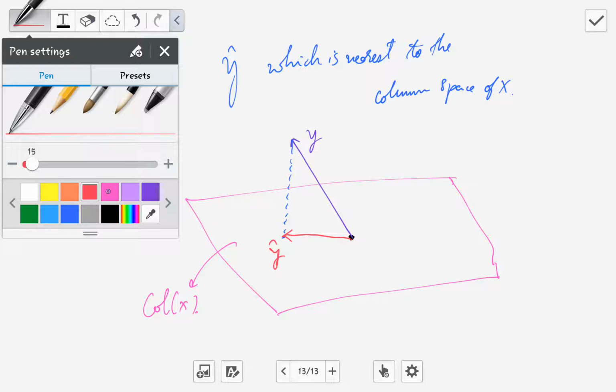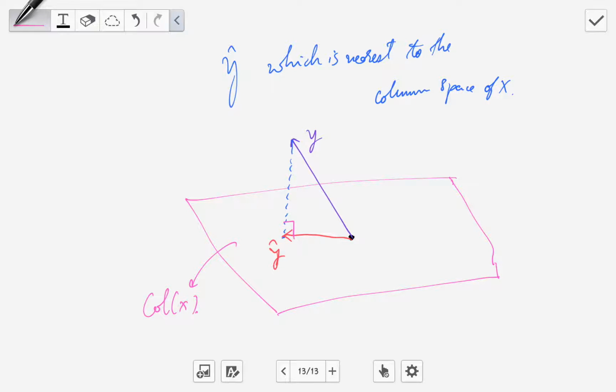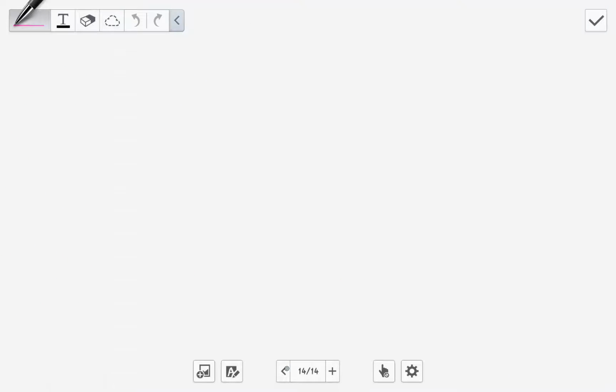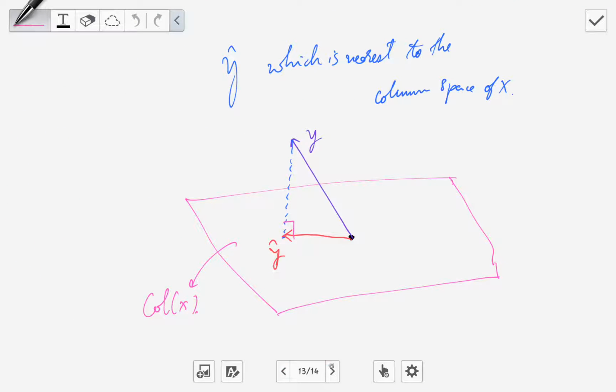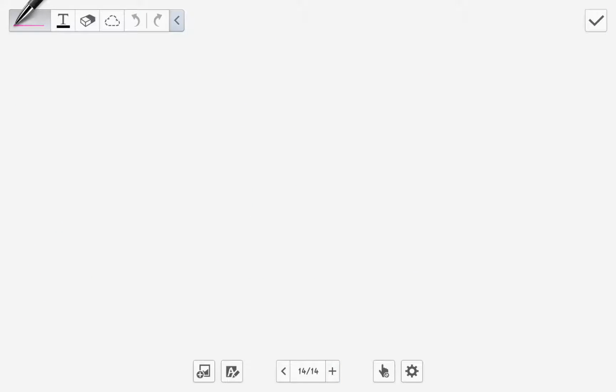The nearest would here be orthogonal. Orthogonal is the nearest distance, intuitively thinking. So this is what we wanted to find. Fine. So how do we do that? We want that.